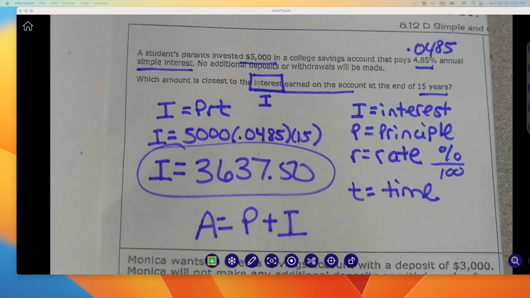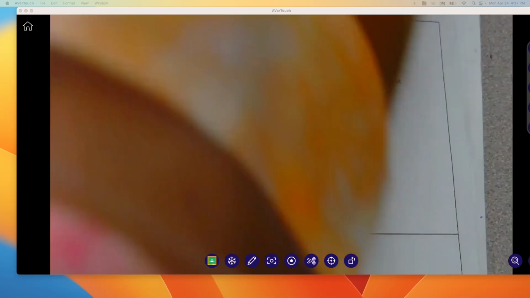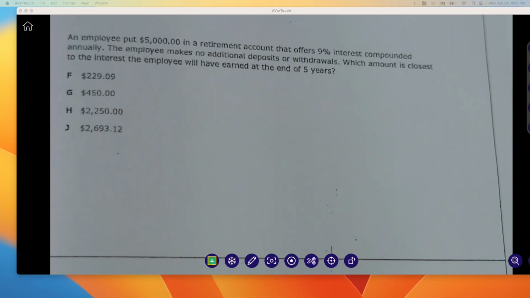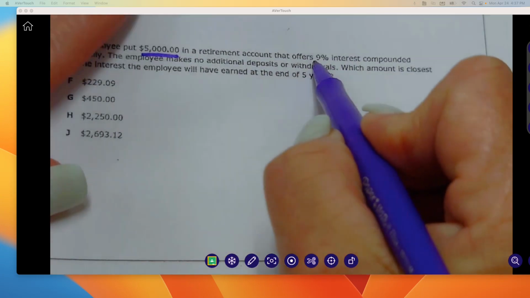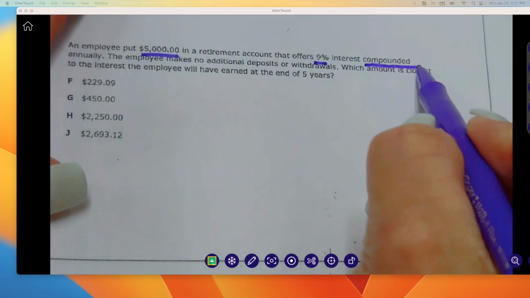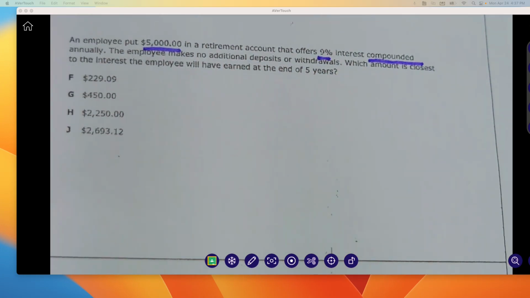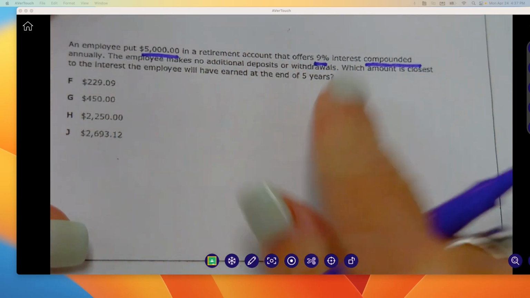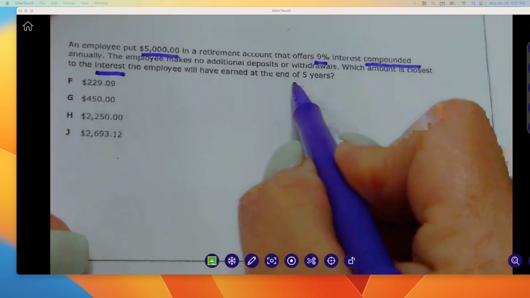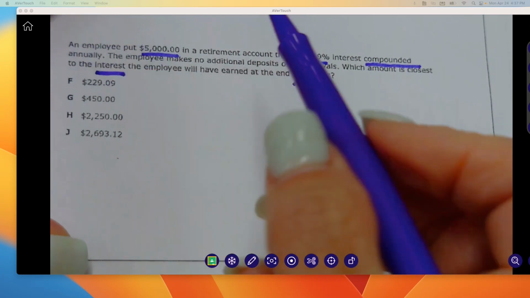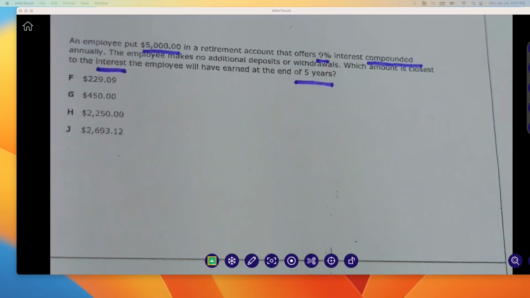Okay. Let's look at the next problem. This one's a little different. Okay. This one says an employee put $5,000 in a retirement account that earns 9% interest compounded annually. That means we're going to use the compound interest formula. It says they make no additional deposits or withdrawals, which is closest to the interest they'll earn at the end of 5 years. Okay, so this is compound interest.